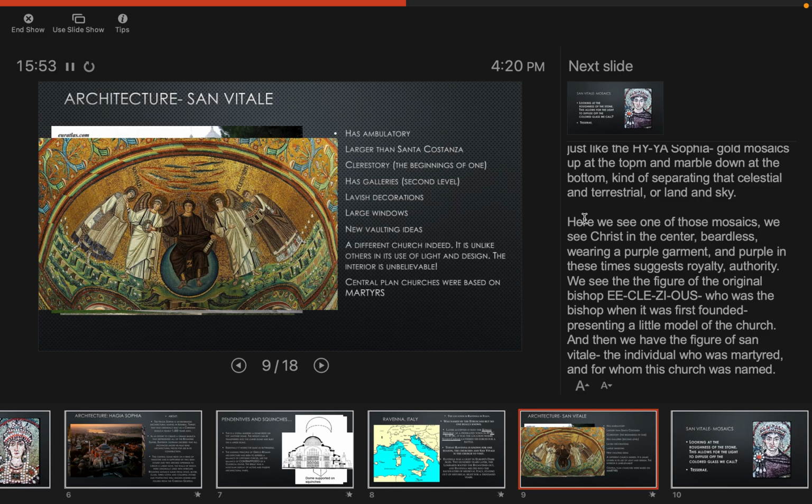It's larger than the Santa Costanza. There's a clerestory, or the beginnings of one. It has galleries, so a second level, lavish decorations, large windows, new vaulting ideas, a different church. Indeed, it is unlike others in its use of light and design. The interior is unbelievable. Central plan churches were based on martyrs.